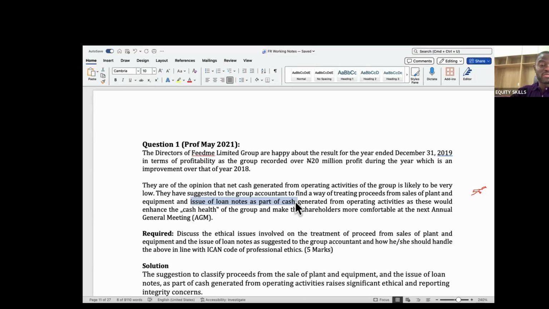And they are even borrowing money. It will not show those ones at all. So it's wrong. So to answer this, you just need to state the fact first that the directors are requiring that you should treat this as this, this, and this. This is wrong because this is how you should be treated.